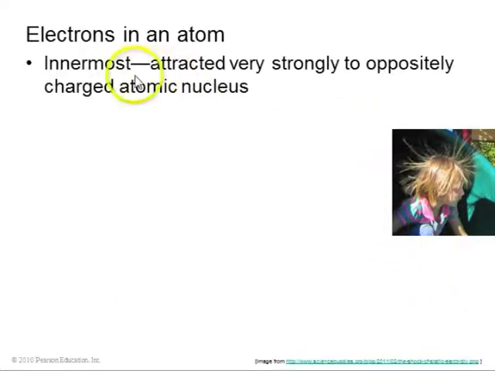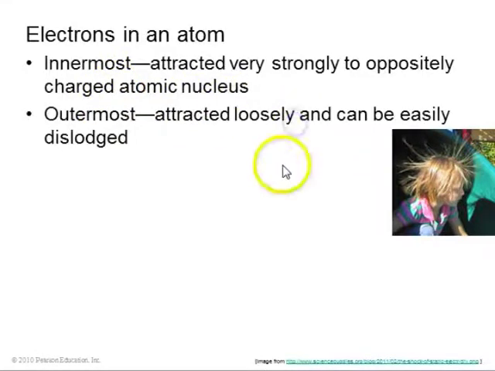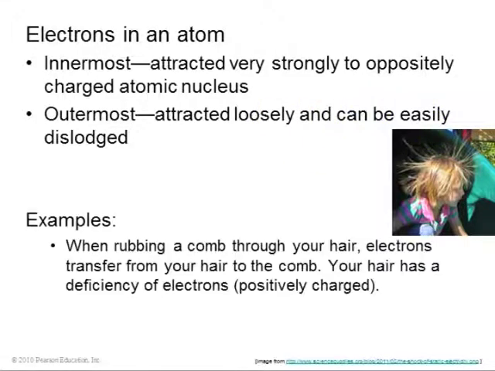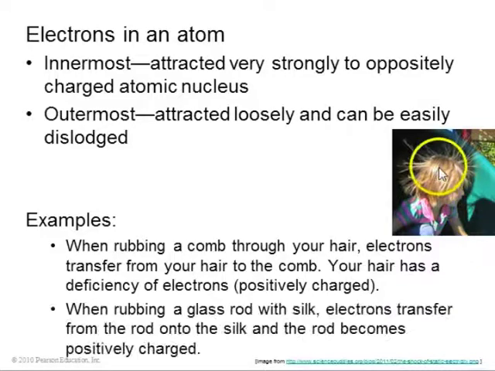So in an atom, the innermost electrons are attracted very strongly to this oppositely charged nucleus, but the outer electrons sometimes can get dislodged. For example, this girl sliding down the slide, electrons may be transferred to the plastic. It can also happen with a comb. Okay? So the comb or the slide here ends up negatively charged, and your hair ends up with a positive charge.